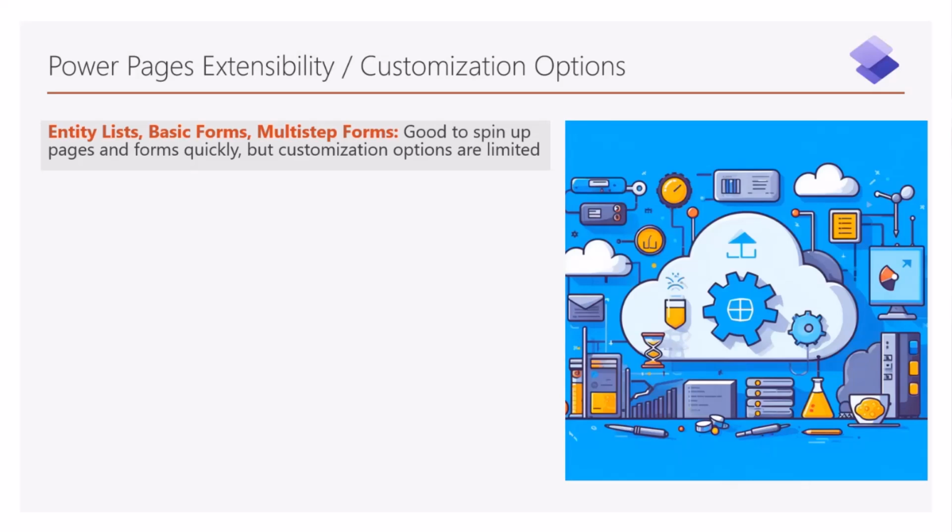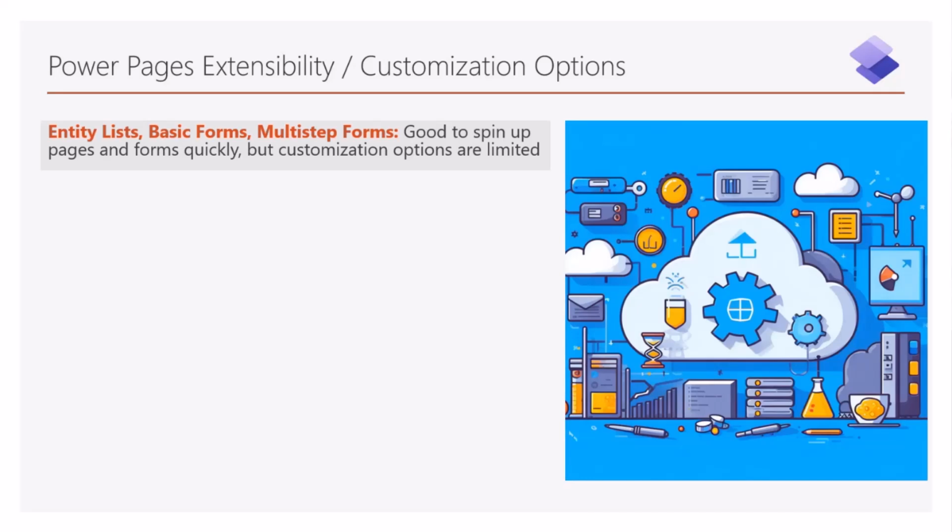To extend and customize Power Pages and to expose data from Dataverse, we have the low-code options that everyone has heard of. For example, we have the same abilities as in model-driven apps to expose forms and views in the Power Pages site. So we can use what we call entity lists and the basic forms and multi-step forms, which are simply views and forms that you configure in Power Pages, but at the end of the day, you have a model-driven app form set up in the background for those. If you have a form in a model-driven app, you can expose it in Power Pages. But the only problem with this is that customization options are very limited.